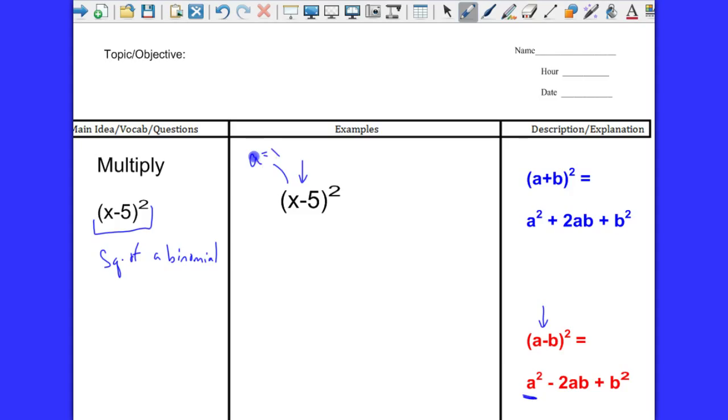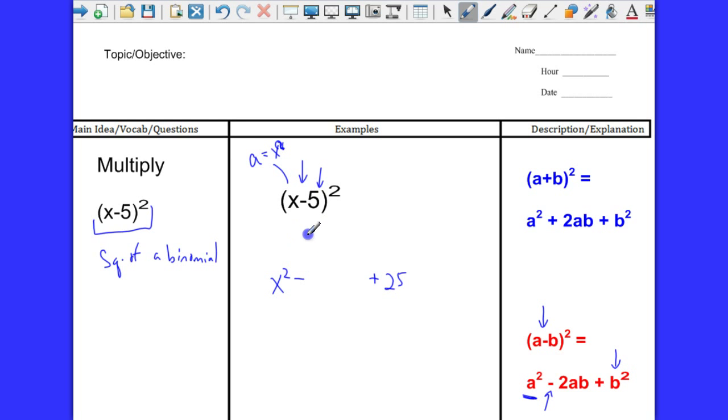So a, you can think of it like this: a is what x is, x. So I'm going to square that. I'm going to say x squared. Now it's a minus sign. Minus. Now the last term is this term squared. 5 times 5 is 25.